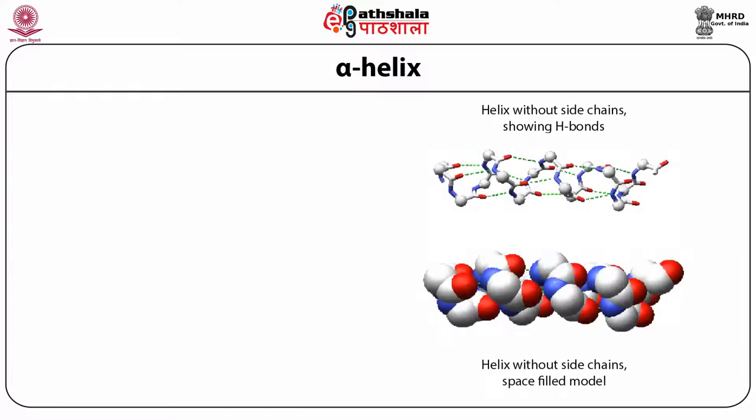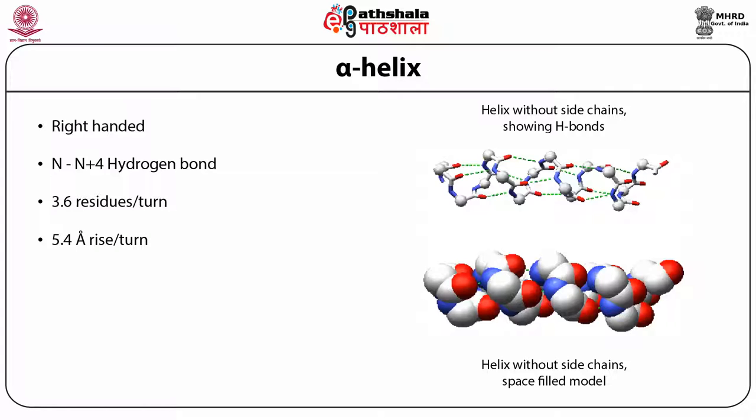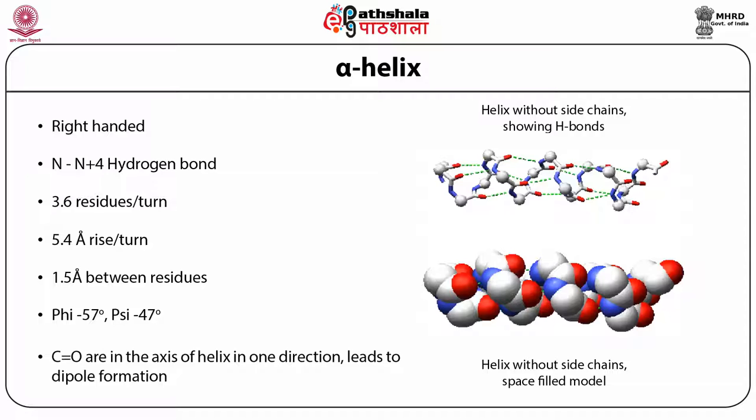Alpha helix. Alpha helix is a right-handed helix where the hydrogen bond is formed between the first and fourth amino acids, or N plus 4 amino acids. In a right-handed alpha helix, there are 3.6 residues per turn, and in each turn, the helix rises by 5.4 angstroms. And the distance between two residues is 1.5 angstroms. Generally, the phi psi angle for alpha helices is minus 57 and minus 47. We could also say minus 60, minus 50. In the alpha helix, all the carbonyl groups are in one direction and all the NH groups are in the other direction. Because of this, the helix will have a dipole formation.